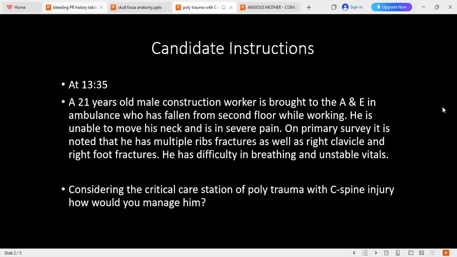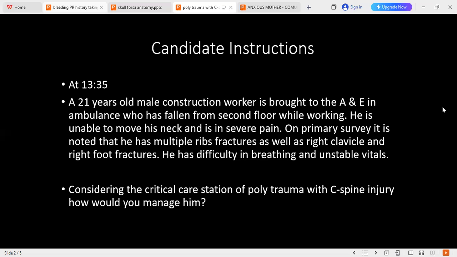Okay, ma'am, I'm ready. So if you have read and understood the critical care scenario, please tell me, how would you manage this patient? As this patient has a history of fall, I would manage this patient according to the ATLS protocol, according to the ABCDE protocol.